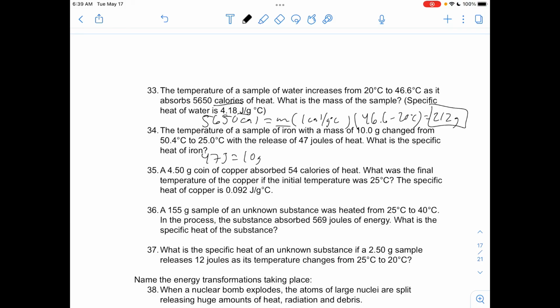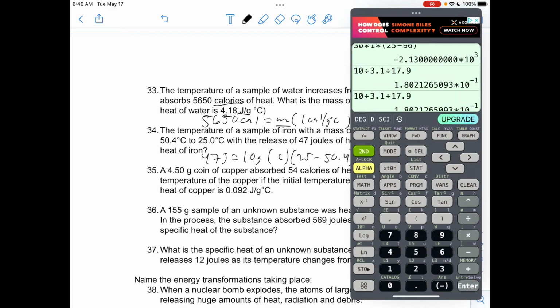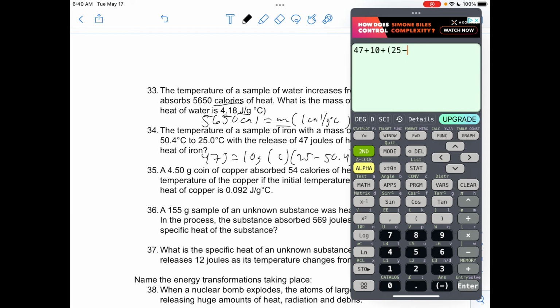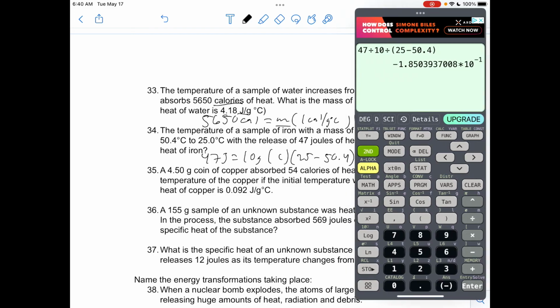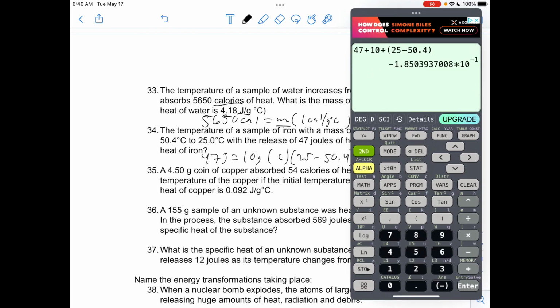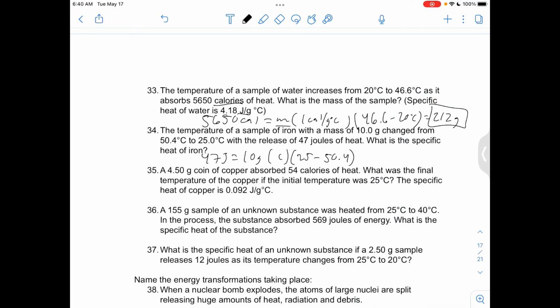Mass is 10 grams. I'm looking for the specific heat of iron. It goes from 50.4 to 25. Again, final minus initial. Solving for C, so 47 divided by 10 divided by 25 minus 50.4. Again, you can put the whole bottom part in parentheses, 10 grams and 25 minus 50.4. So I get 0.185.